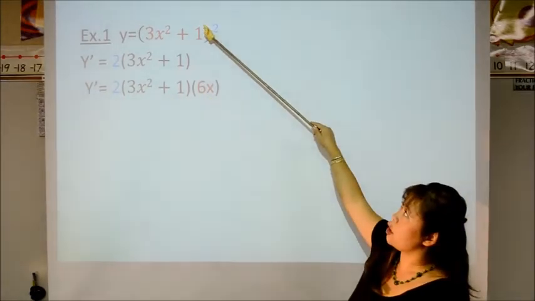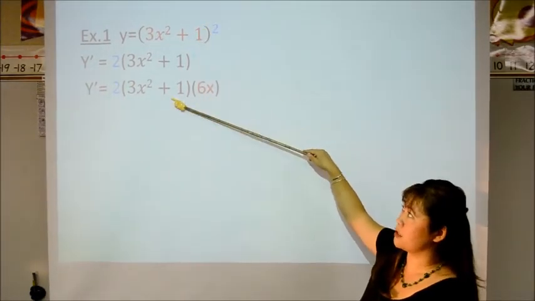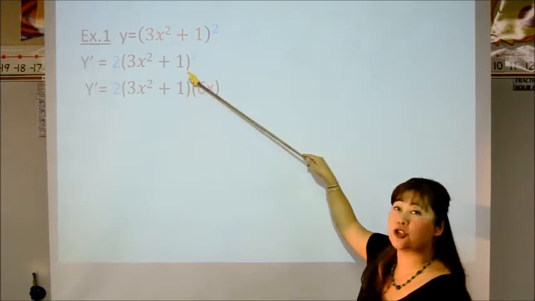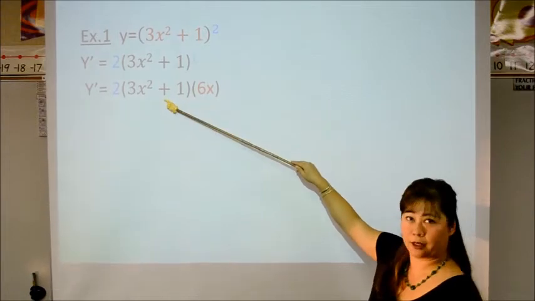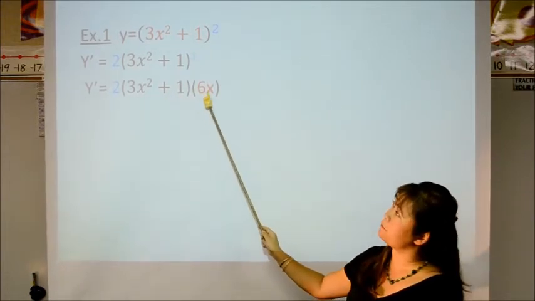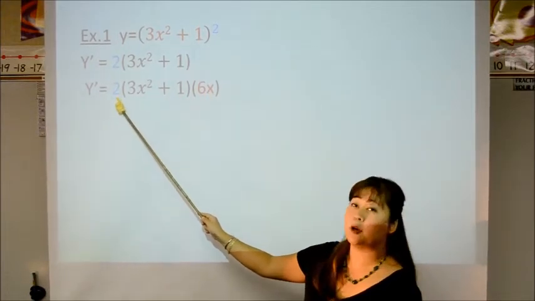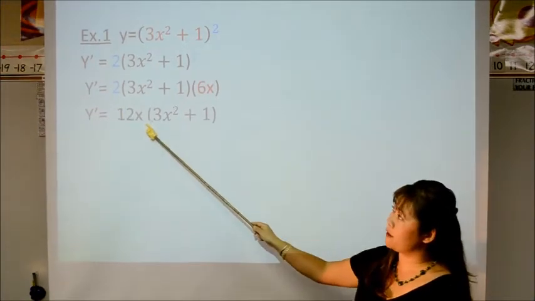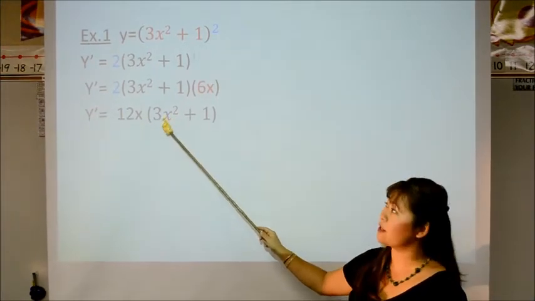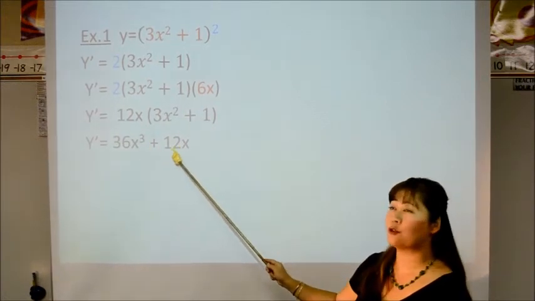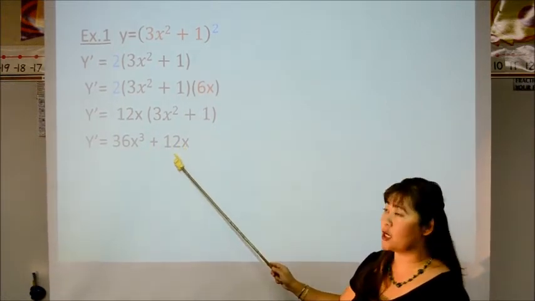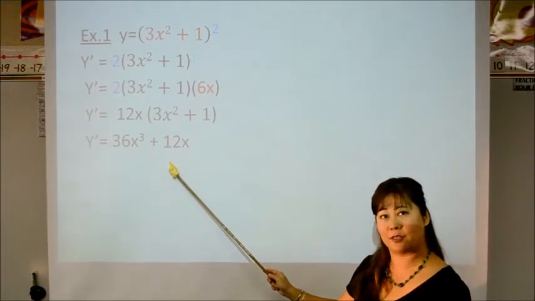So what you're going to go from is the original to this first step right here. This is just to show you that first layer, but eventually you need to go from here to here, okay? So we just need to simplify the 6x by bringing it up in the front, multiplying by 2. That gives us 12x. I distribute the 12x into each part of the parentheses, and we get 36x cubed plus 12x. If I can combine like terms, I combine. If not, this is your final answer right there.